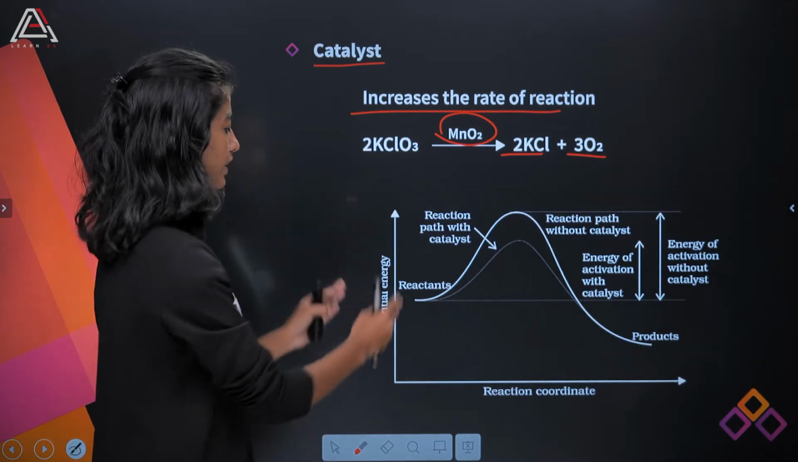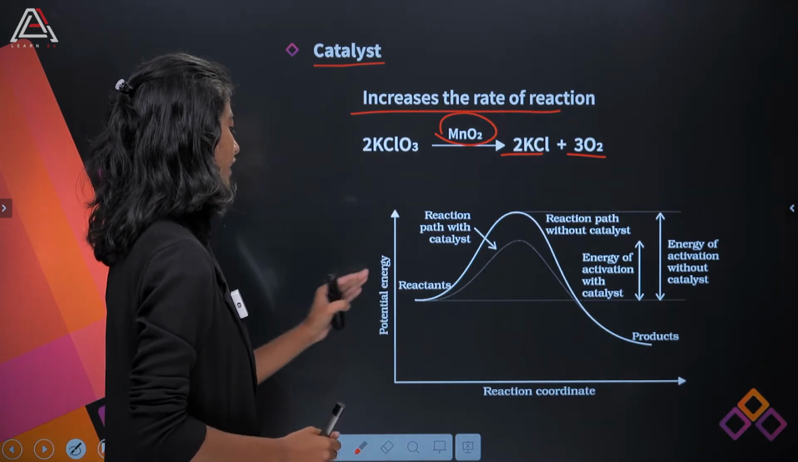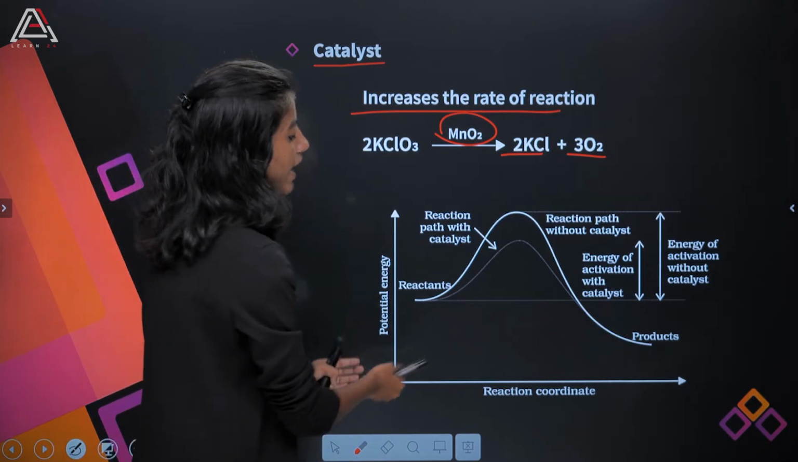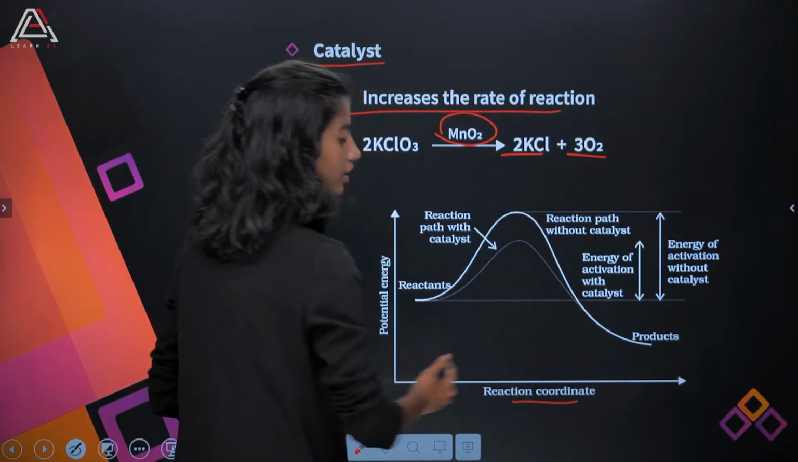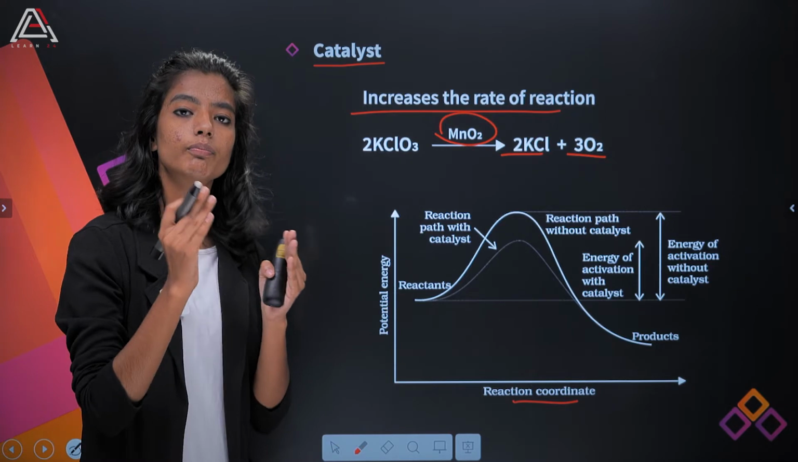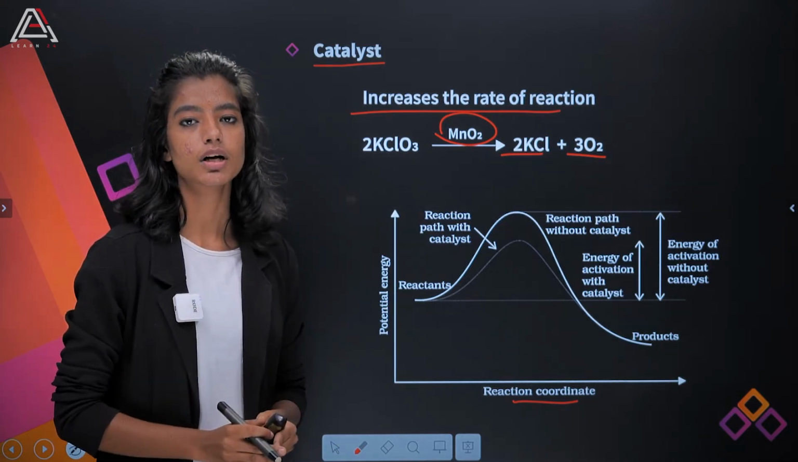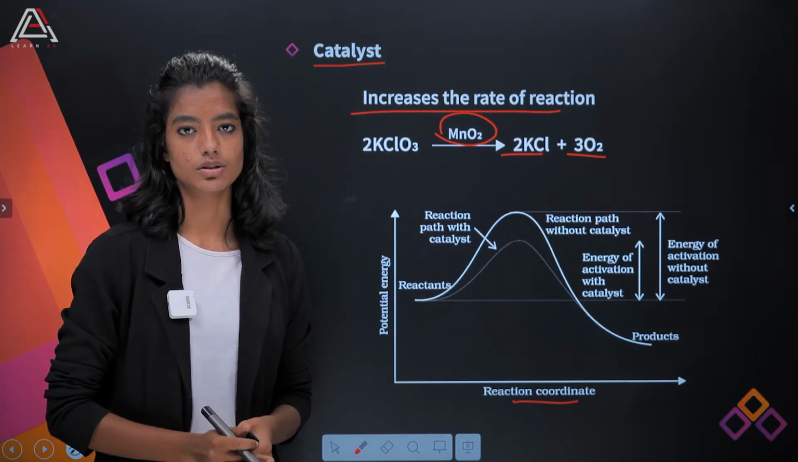Let me show you with a graph. On the y-axis, I have taken the potential energy, and on the x-axis, I have the reaction coordinate. So before that, you have to know a term called the activation energy.